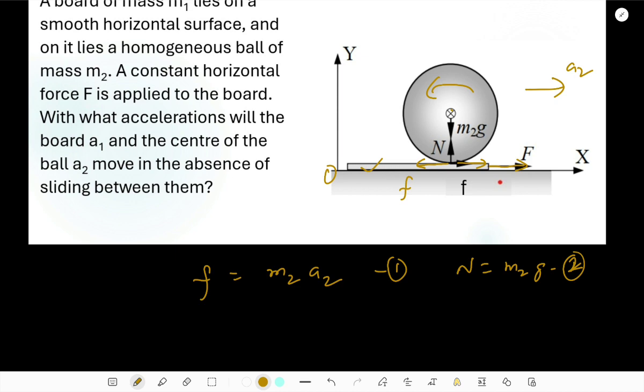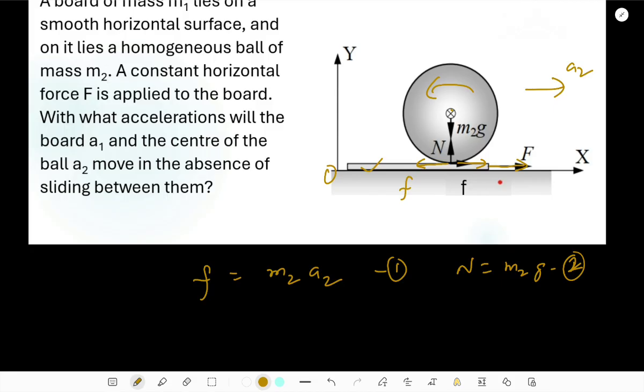The board also moves towards right. Let its acceleration be a1 in the direction of the positive x-axis, and it is moving under the action of force F and the friction force from the ball, which is towards left. So I'm going to write down the equation of motion. I left the equations of rotation for the ball, because these are the equations of motion of the center of mass of the ball, equations 1 and 2. This is good practice. I have a habit of writing first the equations of the center of mass of a rotating body, because the center of mass represents a body for its translation. So these are the equations, Newton's second law of motion for translation.